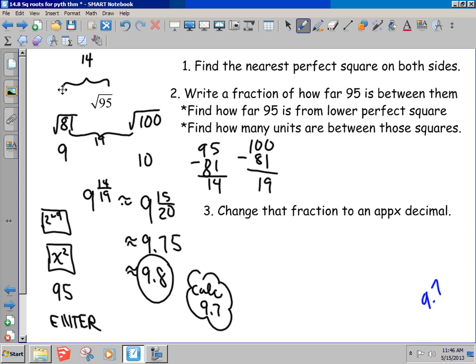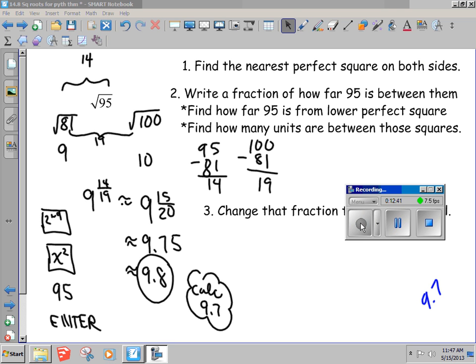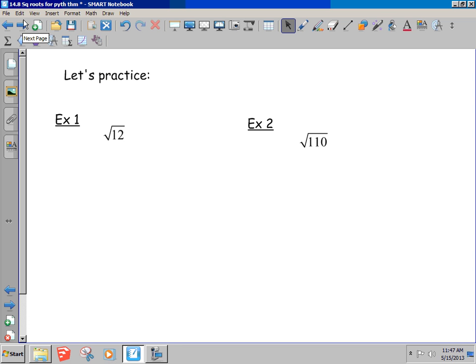Did all of you who are working on your calculator find out how to get the square root there? Any problems? Brian? Yes. Okay. Now, all right, so let's try it on this problem. It's square root of 12. Square root of 12. We're approximating.